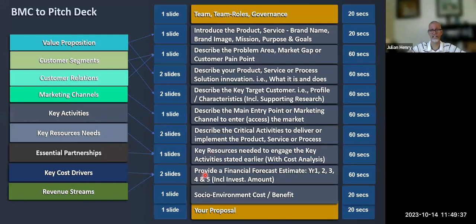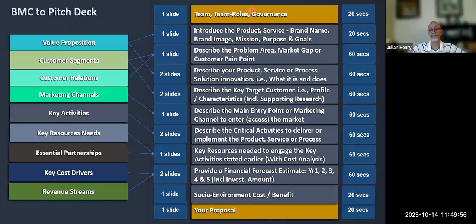I'm going to do a financial analysis, and that's going to come from my cost drivers and revenue streams analysis. I'm then going to finish up with a socio-environmental cost-benefit analysis or socio-environmental impact analysis. And then the last thing I'm going to say is what my offer or what my proposal is all about.